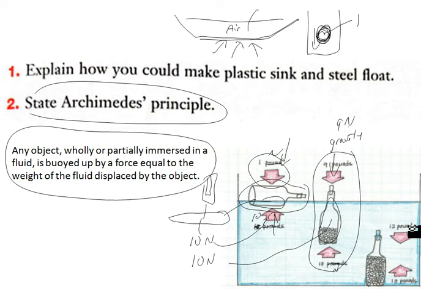Okay? And now if we put more rocks in it, and so now the pull of gravity is 12 newtons, and the amount of water it displaces is still 10 newtons, it sinks. So negatively buoyant, neutrally buoyant, and positively buoyant. Let's keep going.